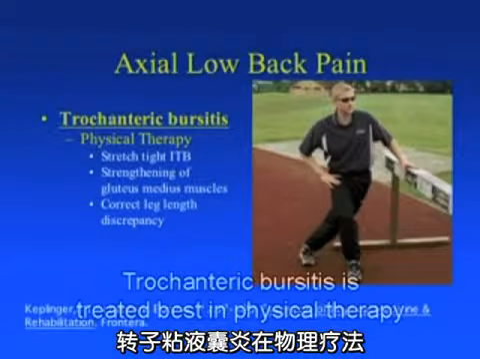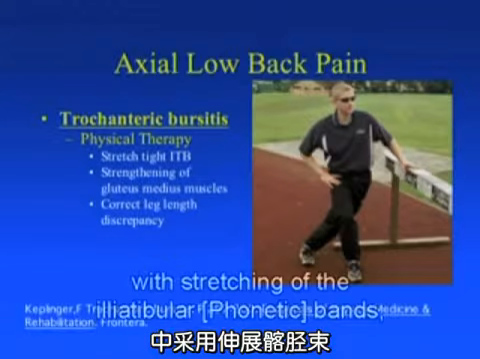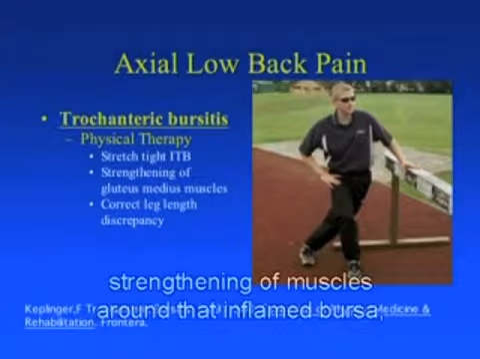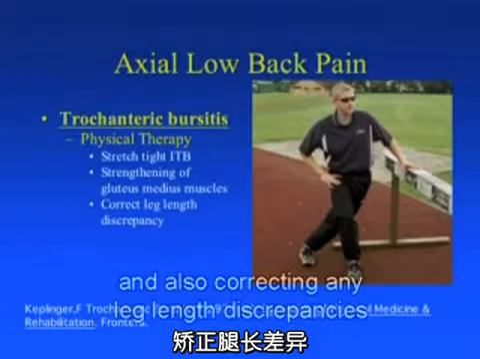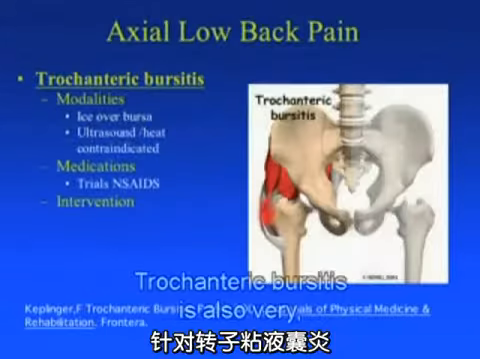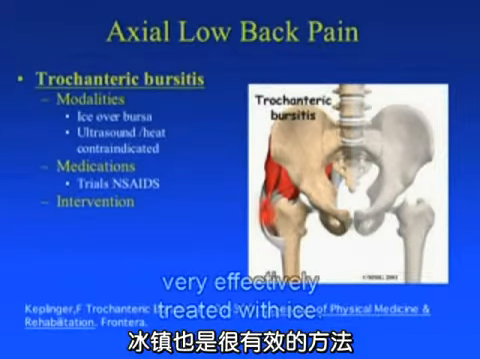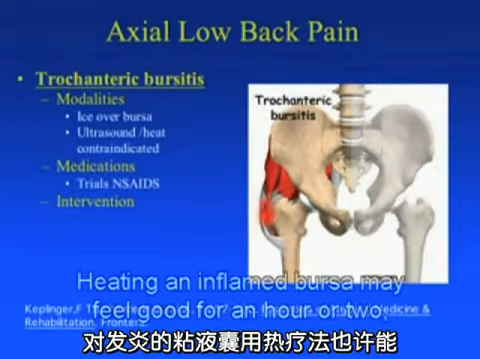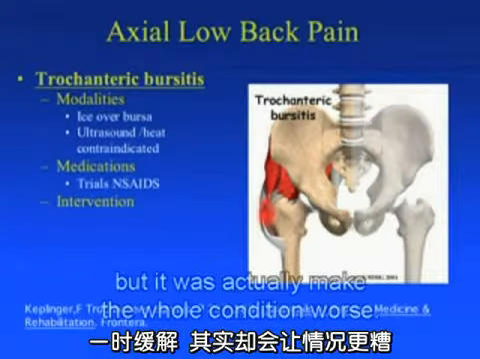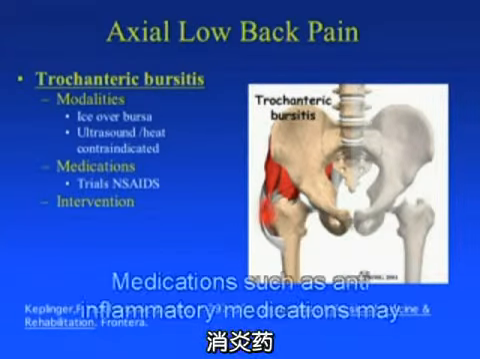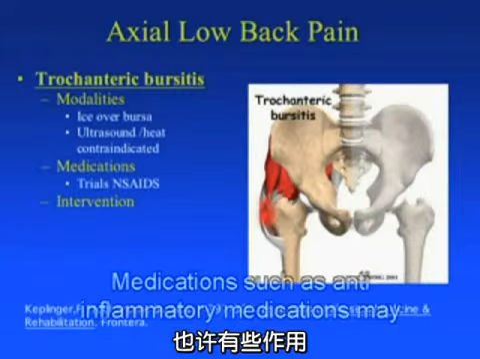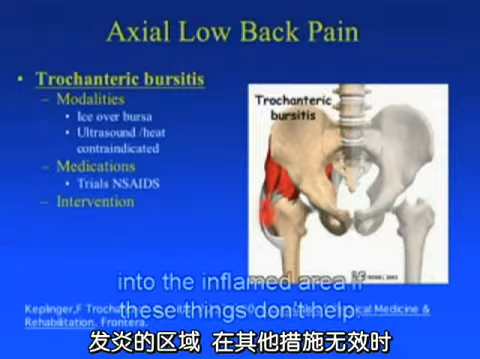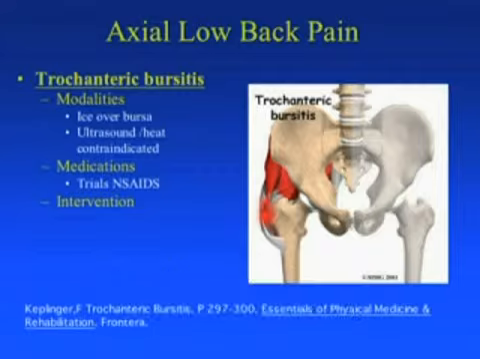Trochanteric bursitis is treated best through physical therapy with stretching of the iliotibial bands, strengthening of muscles around that inflamed bursa, and also correcting any leg length discrepancies which may occur. Trochanteric bursitis is also very, very effectively treated with ice. Heating an inflamed bursa may feel good for an hour or two, but it will actually make the condition worse. Medications such as anti-inflammatory medications may be helpful, and we also do perform steroid injections right into the inflamed area if these things don't help.